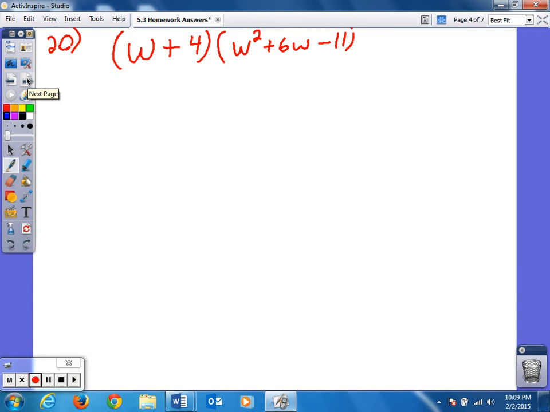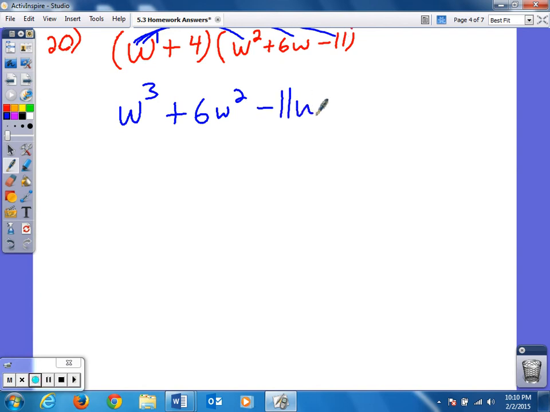For number 20, we're going to do something very similar to what we did in the last one, except now we have to distribute the w and the 4 through the parentheses. So I'll start with distributing the w through the parentheses. We'll take w times w squared. Again, it may help to think of that as w to the first. So add the exponents here. 1 plus 2 is 3, so that's w to the third. W times 6w is going to give 6w squared. And then w times negative 11 will be negative 11w.